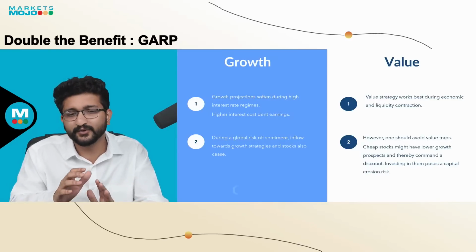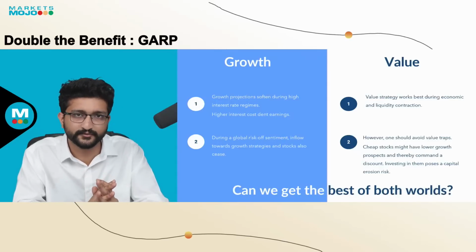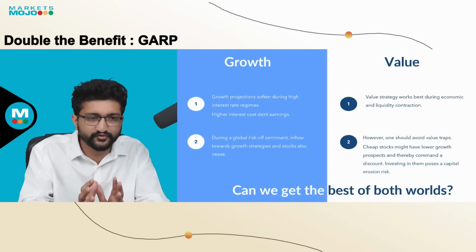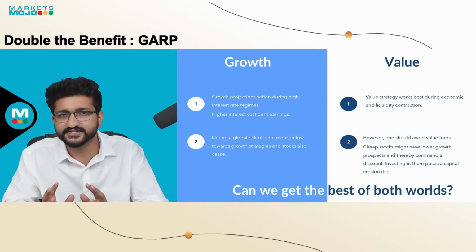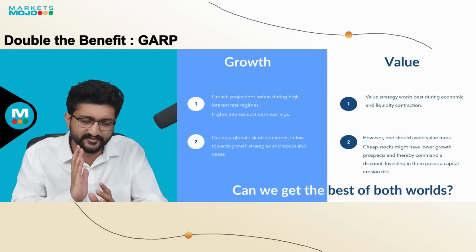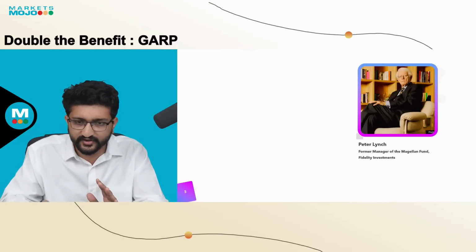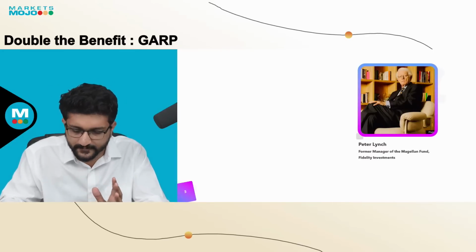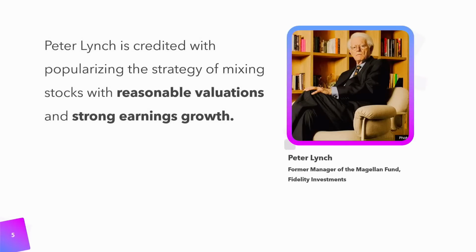But keeping this aside, can we actually get the best of both worlds? What I mean is, can we take the positives of the growth strategy and the positives of the value strategy, and form a model which comes somewhere in between? Here is what I would like to reveal as the GARP model of investing. This was propagated by Peter Lynch, former manager of the Magellan Fund. He's credited with popularizing the strategy of mixing stocks with reasonable valuation and strong earnings growth. So here you can see the mixture happening, and the GARP model was discovered.